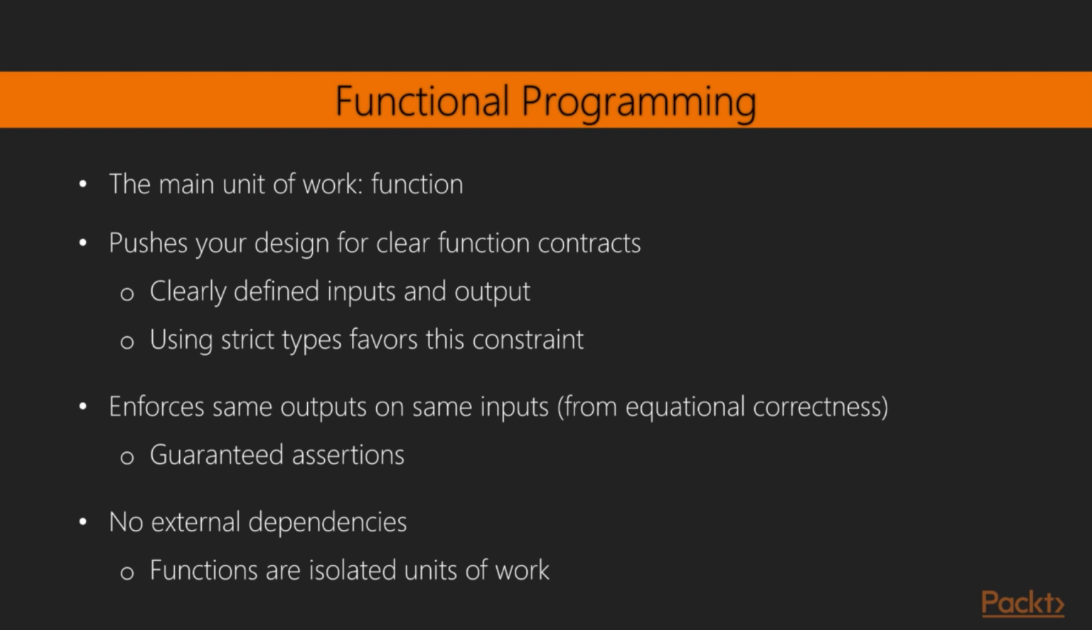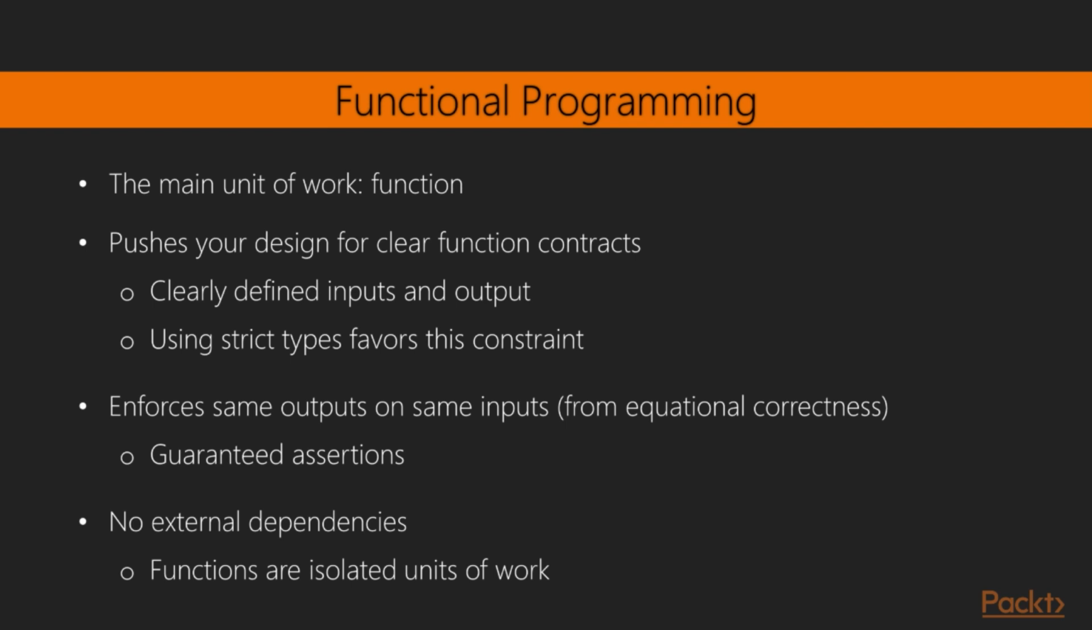Functional programming also pushes the design of your application to have clear function contracts. And this imposes clearly defined inputs and outputs, which make your functions self-documented. And it also favors using strict typing, which we saw in section 1, so that you can create constraints between what gets input into a function and what comes out. And so when you start to use function composition, this will be really important so that you can make sure that the flow is exactly as you expect it to be.